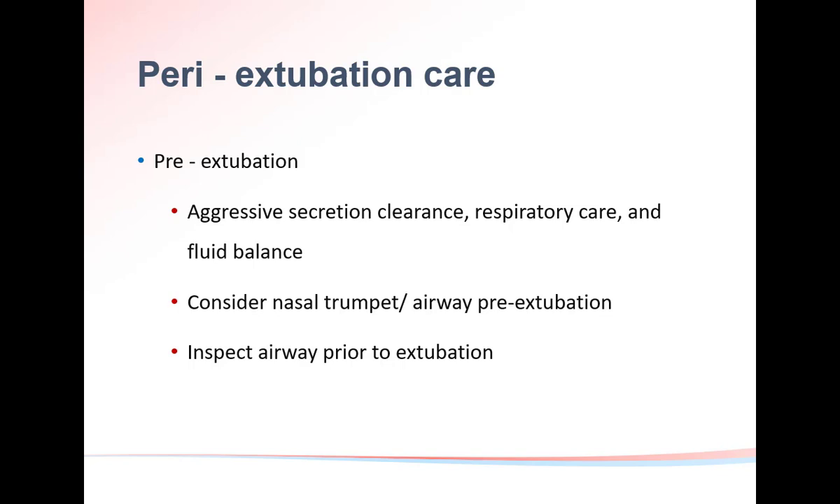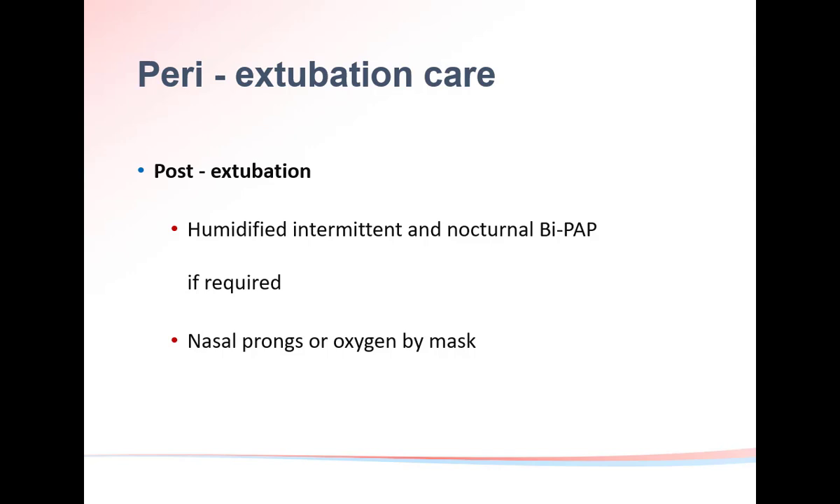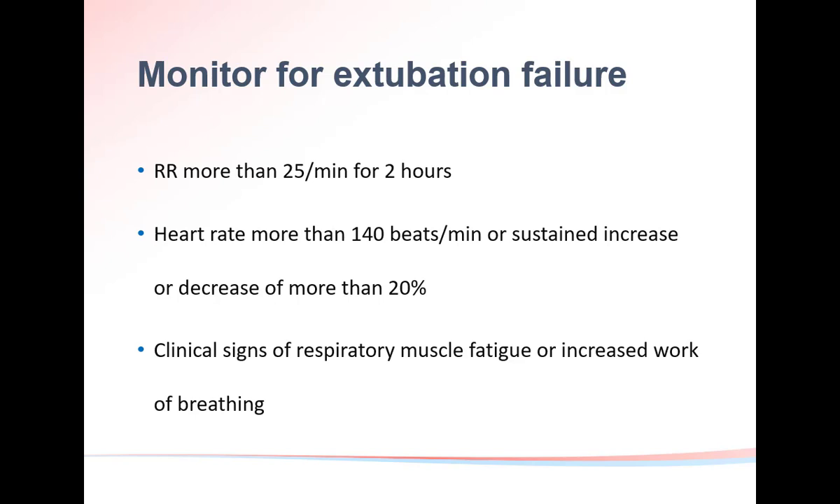Once you've done all this, then before extubation, you should do aggressive suction clearance. You can put a nasal trumpet if there is a lot of secretion, and it is ideally advised to inspect the airways prior to extubation. Post-extubation, you should be ready before extubation with the mask. Don't ask the sister to run for it. Everything should be there once you extubate, and either put on a nasal prong or mask, and if he requires NIV, you can put him on NIV.